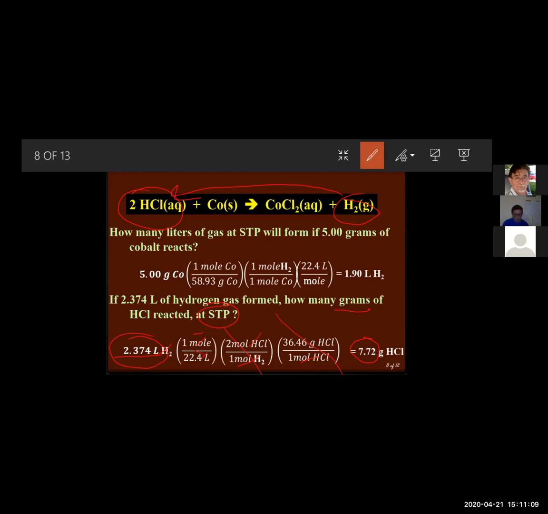This relationship here, 22.4 liters, is a measurement and therefore would play a factor in your sig fig calculations. Since there's 3 sig figs in 22.4, your answer should have 3 sig figs, even though you start off with 4 sig figs with 2.374. So 22.4 liters per mole can play a factor with your significant figures because it's a measurement.